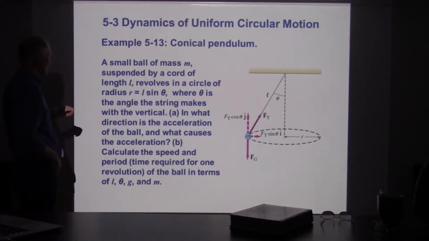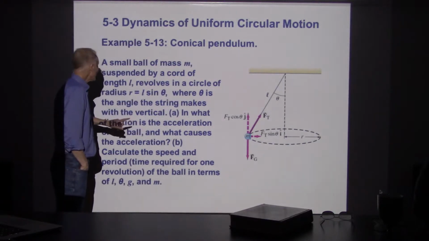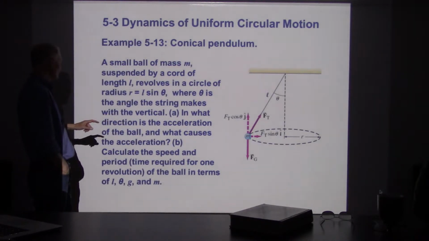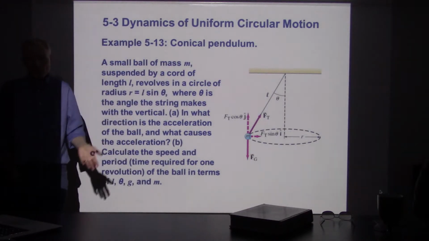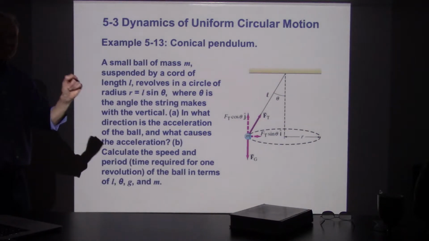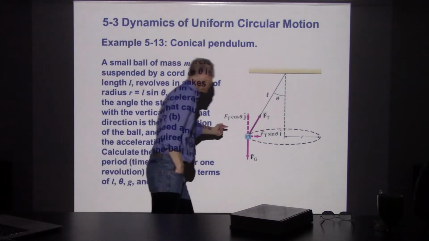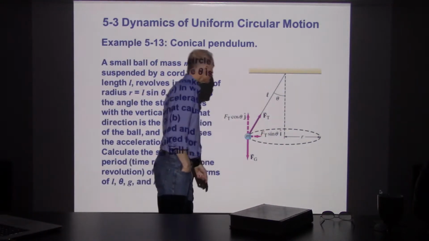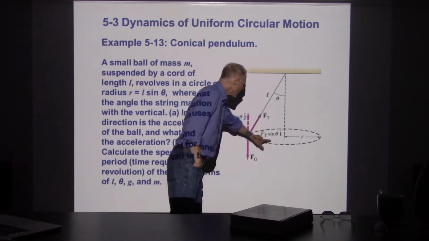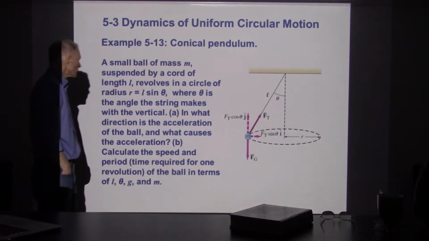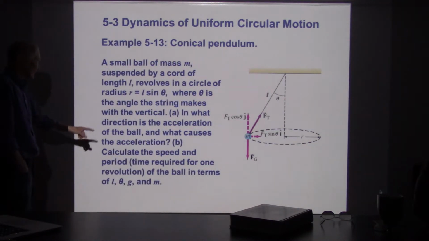Now what they want us to come up with, and I know I got to read the problem carefully, is in what direction is the acceleration? What force is causing the acceleration? And we've covered that. So the acceleration is towards the center of the circle. It's going to be in that direction. And the force providing that acceleration is the tension times sine theta. So that's it.